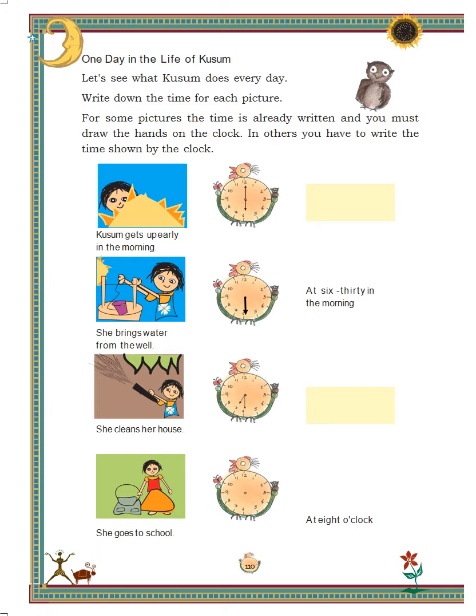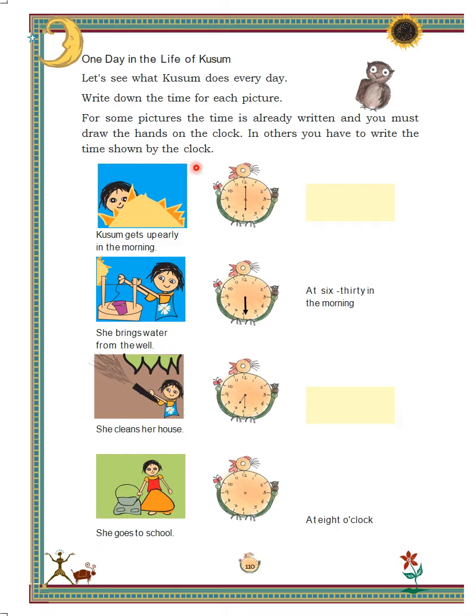Now children, open page number 110 of your book. One day in the life of Kusum. Let's see what Kusum does every day. Write down the time for each picture. For some pictures, the time is already written and you must draw the hands on the clock. In others, you have to write the time shown by the clock.